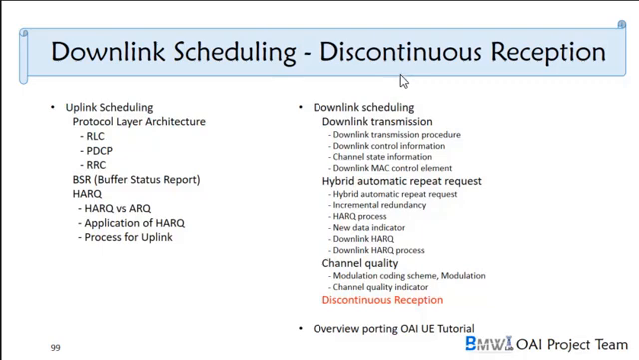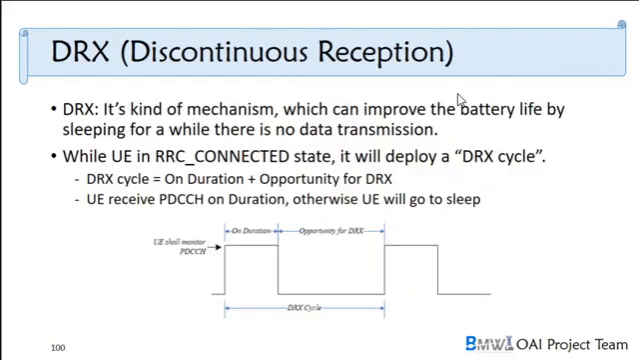And the last part is discontinuous reception. For this part, I will simply introduce it. DRX is a way to save battery life by sleeping for a while with no data transmission, because the UE wants to get information from the eNodeB, but the UE doesn't know when the eNodeB will transmit data to it.